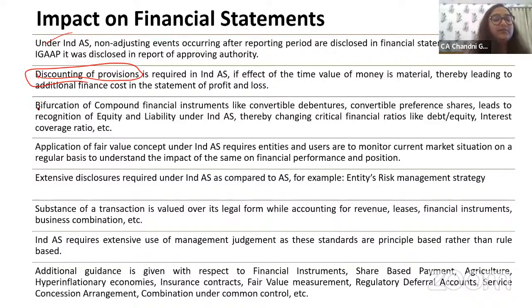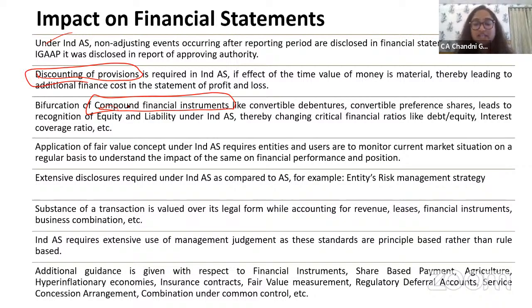Then further, there are compound financial instruments. We are all aware of the concept of preference shares. Earlier, they were always shown in the share capital of the company, not on the liability side, but only on the equity side. But in Ind AS, a part of the preference shares will now be shown as a liability.